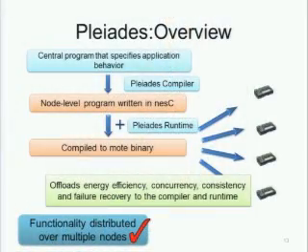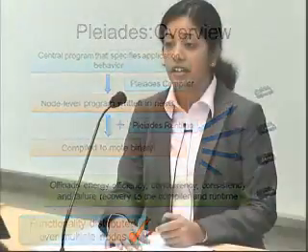Firstly, because we're specifying a centralized program, the programmer doesn't have to worry about distributing functionality over multiple nodes, and this is handled by Pleiades. Secondly, all the various domain-specific requirements of energy efficiency, concurrency, consistency, and failure recovery are offloaded to the compiler and runtime. So again, the programmer doesn't have to worry about handling these requirements.